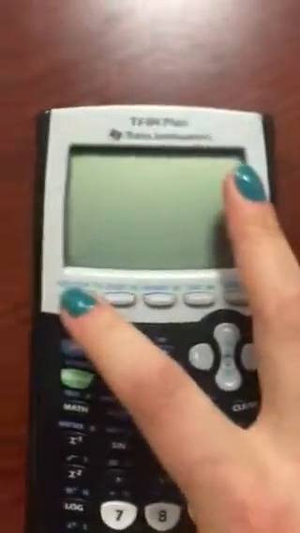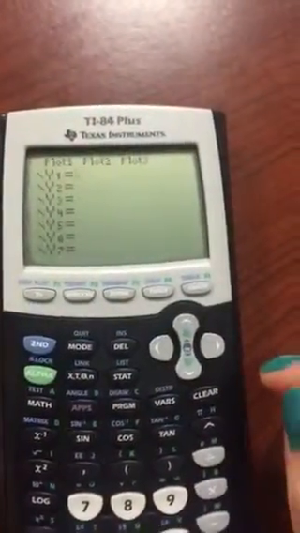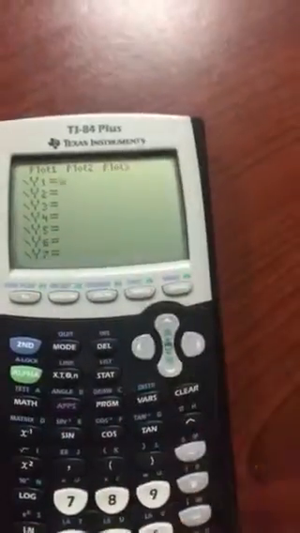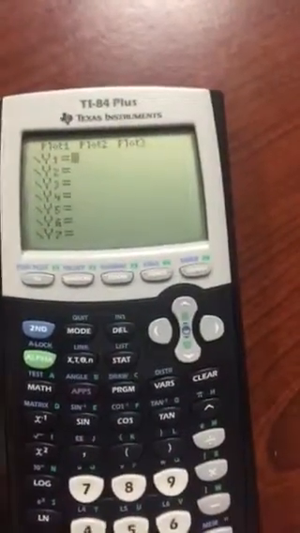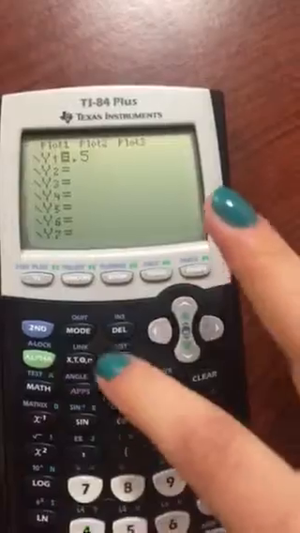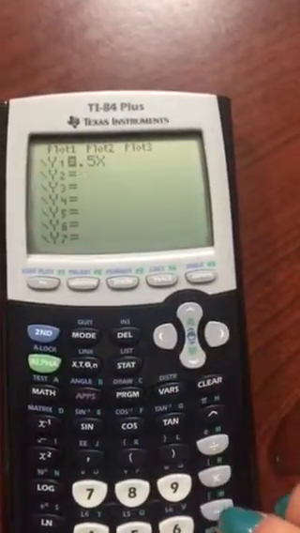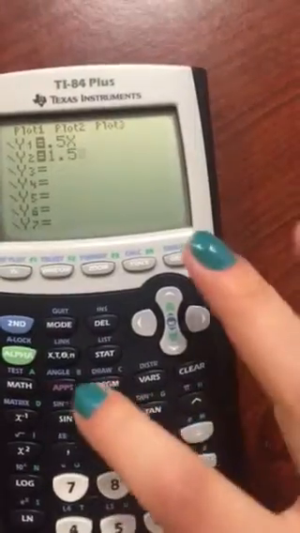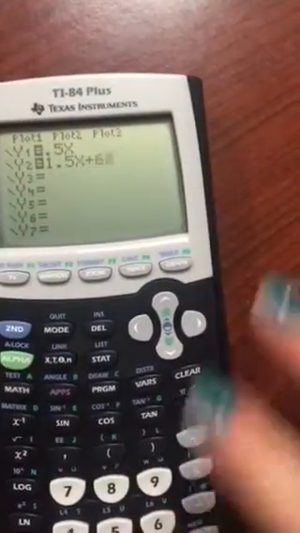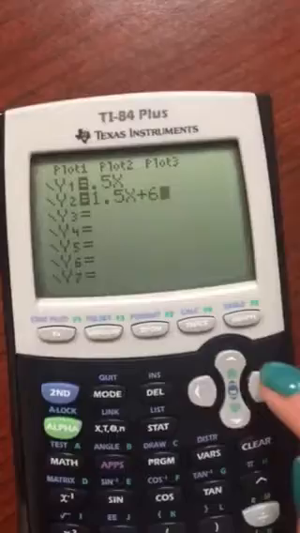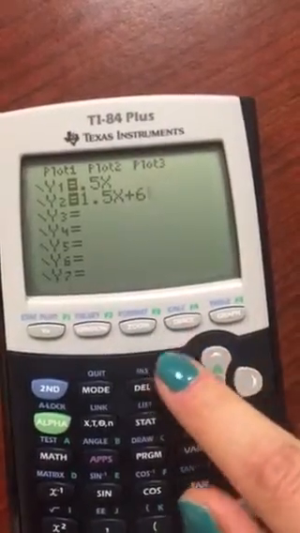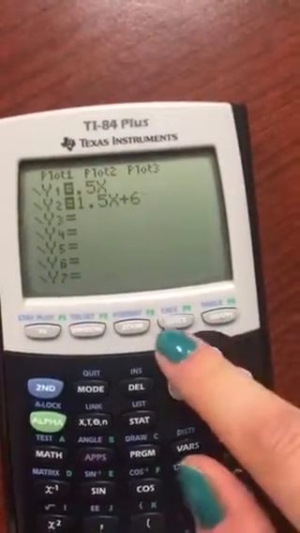You want to go to y equals, and then you've got all your y equals right here. If you've got the equation in y equals form, you can go ahead and put your equation in. So you're going to do 0.5x, that's your first equation. And my next one, I'm going to do 1.5x plus 6, okay?